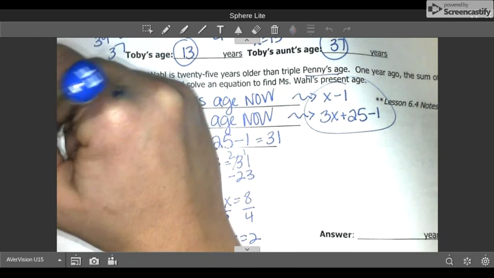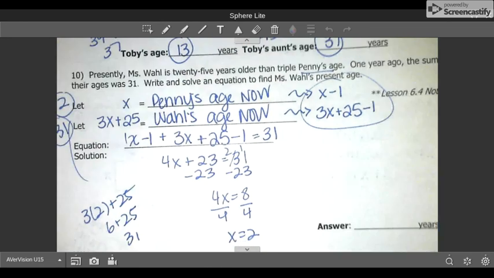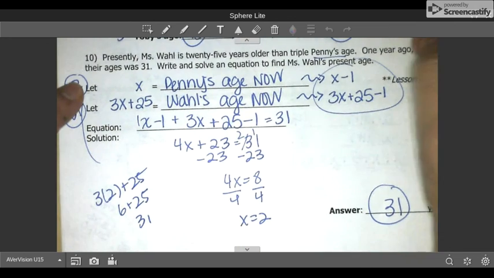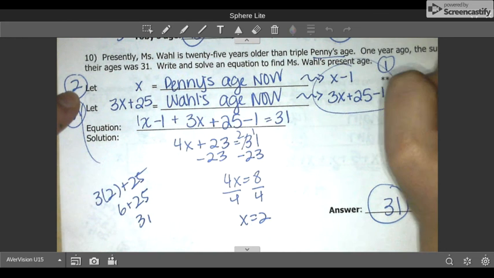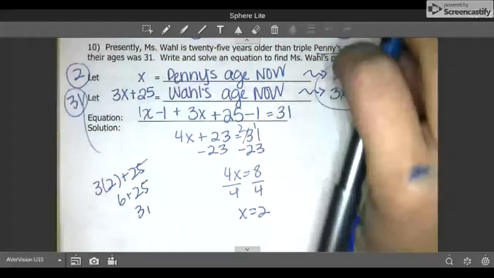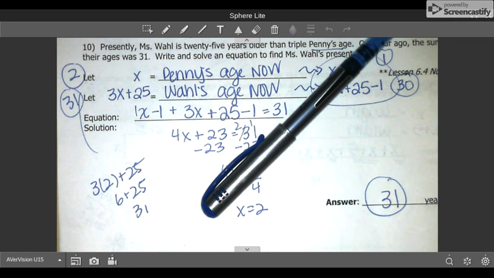31. Oh my gosh, this is actually true. 31. Okay, so what does it say? Find Miss Wall's present age? 31. Oh my gosh. So wait, hold on. Let me check. So if Penny was 1 and then I was 30 last year, does that add up to 31? Yes, it does. Oh my gosh. Okay. Cool. Done. Great.